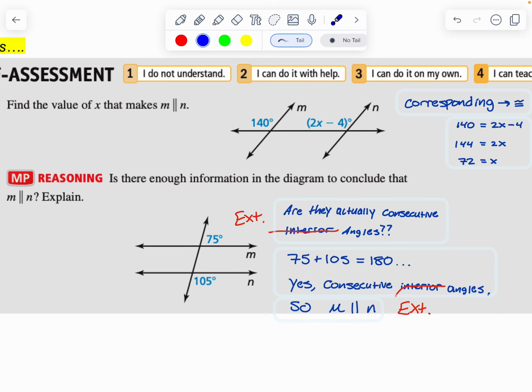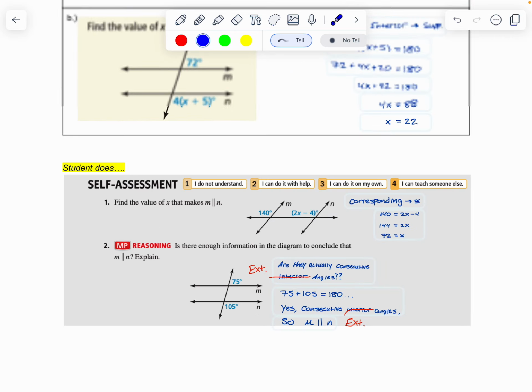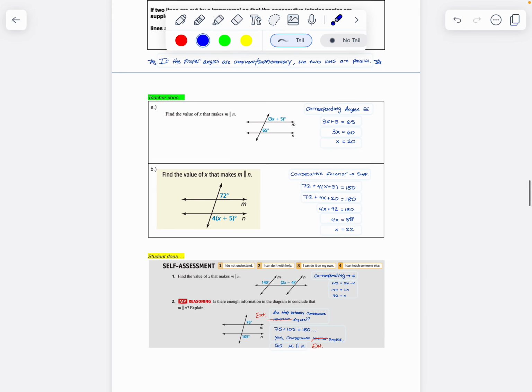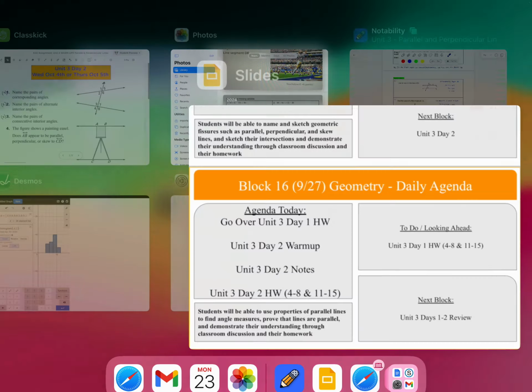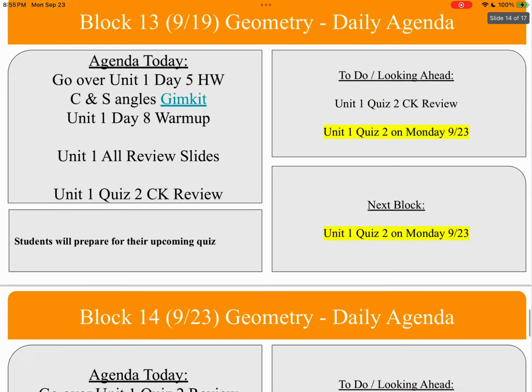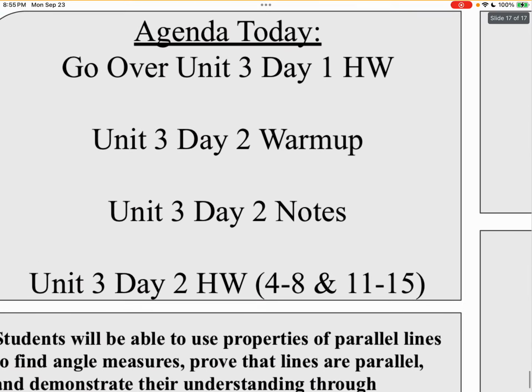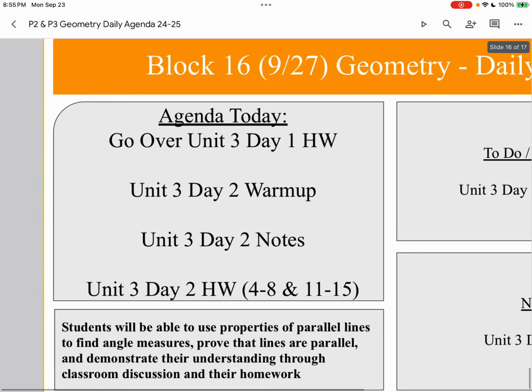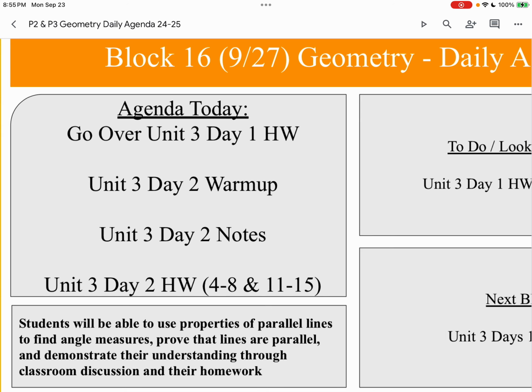Okay. Hopefully you went through the video, and as you were going, you paused to try these problems yourself. Your homework is Unit 3, Day 2 on Big Ideas. So go ahead and give that a try.